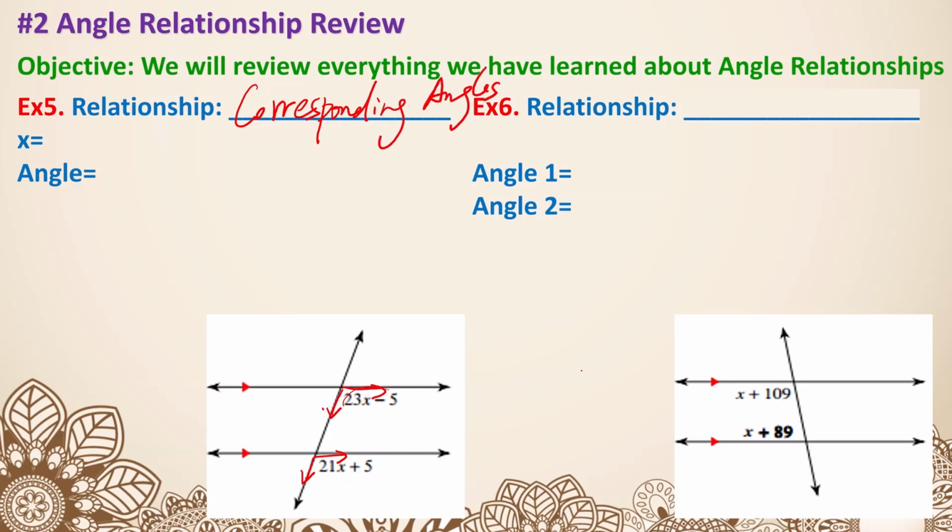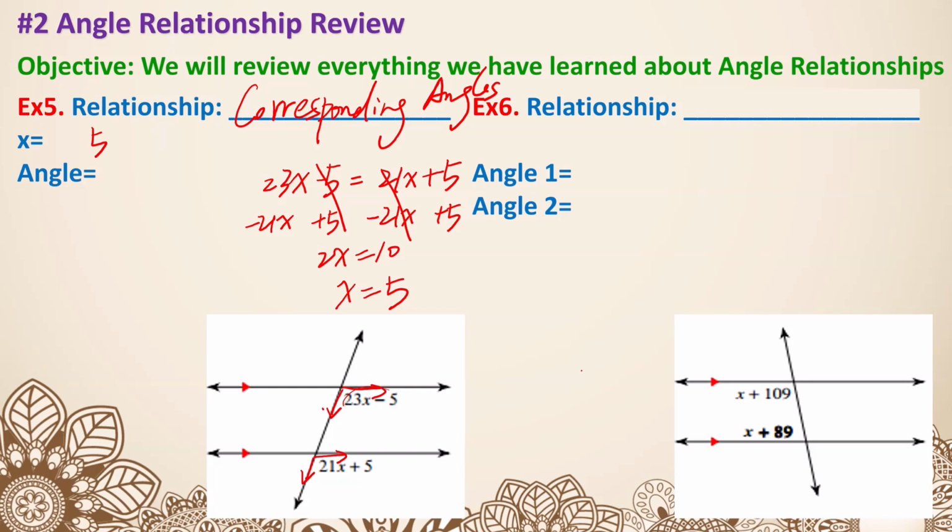The corresponding angles are congruent to each other, so 23x minus 5 equals 21x plus 5. Move the x to the left side. Move the number to the right side. We got 2x equals 10, so x equals 5. But it's also asking to find the angle itself. So 23 times 5, we're just plugging x into the representation of the angle, then minus 5. And that will give us 110. That's example 5.